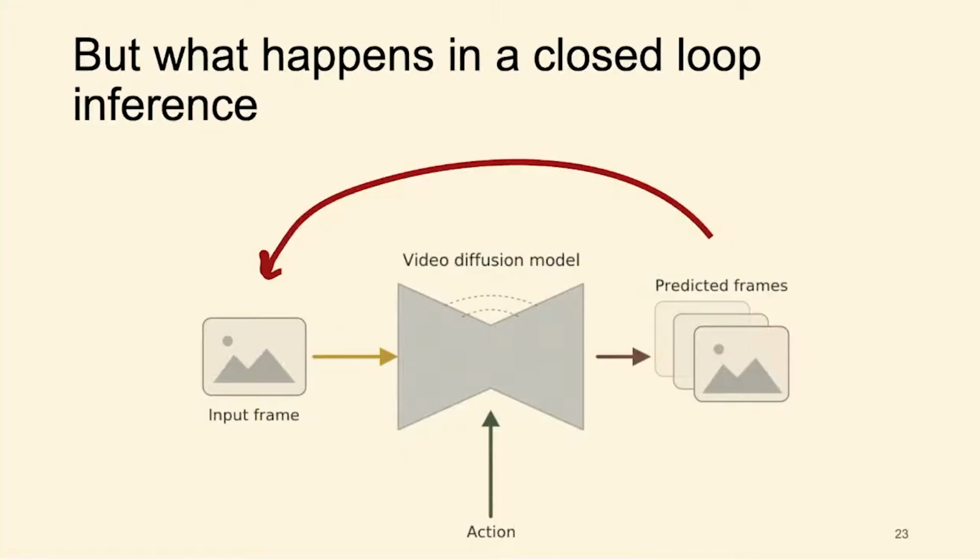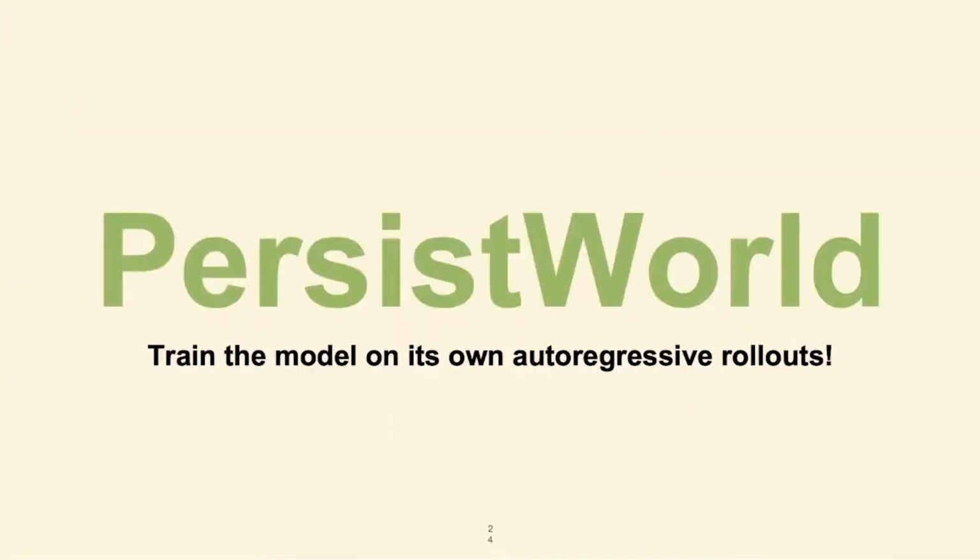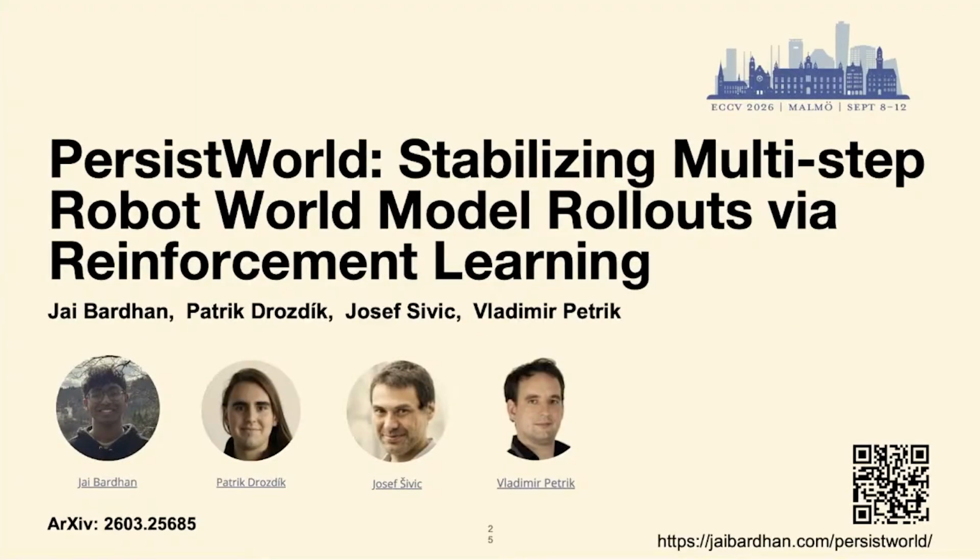So we think that this happens due to exposure bias, which is basically that the model was never trained on seeing its own frame as input, and therefore it's unable to continue from there. And this is what we address in our first work, which is PersistWorld. And the idea is to train the model on its own autoregressive rollouts. This is the paper that I did with Patrick, Josef, and Vlado, and it's accepted at ECCV this year.